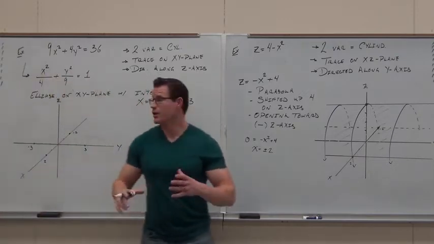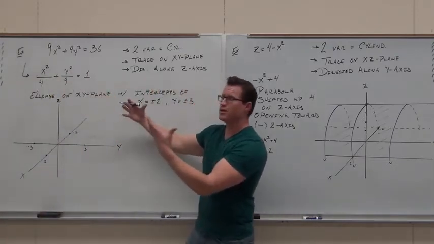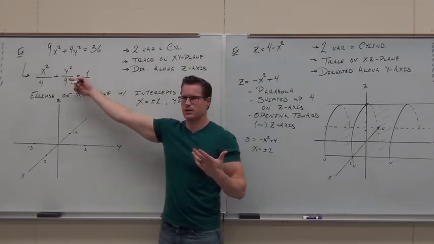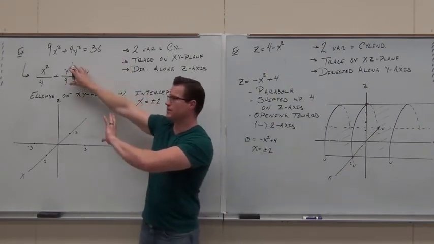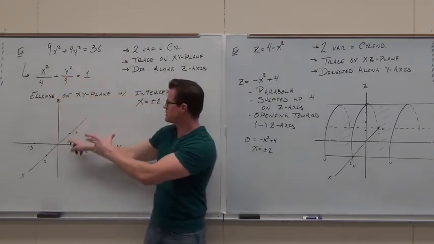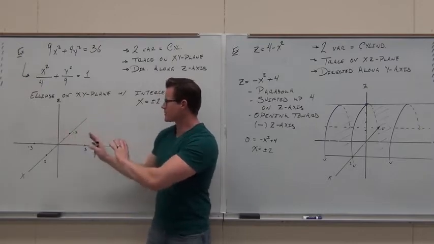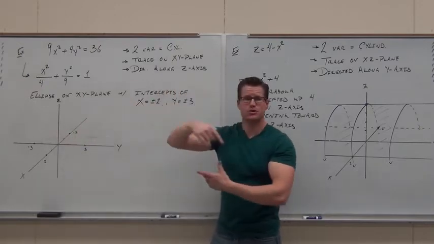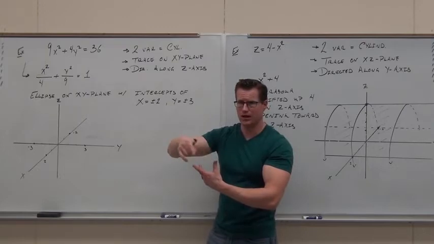So right now, I know it's an ellipse on the xy plane. Why? It's the only variables I was given. I know that because I put it in standard form for ellipses, my x-intercepts are 2 and -2. Y-intercepts are 3 and -3. I know it's an ellipse. I'm going to try to draw this as well as I can.